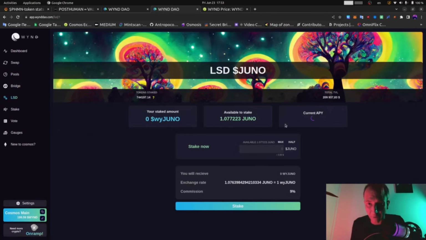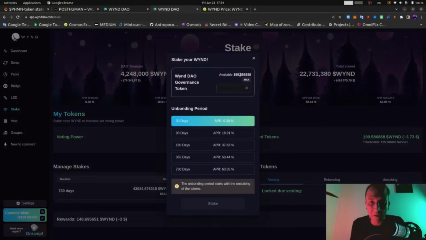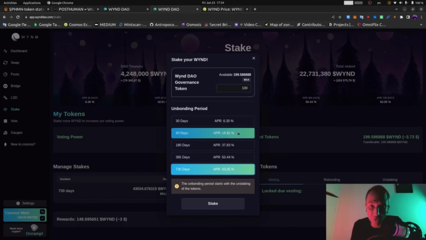We can always return here, and we will return back to liquid staking derivatives a little bit later, because also you can just stake Wynd. When you stake Wynd in the DAO, you will get voting power, and this is one of the most interesting options at the Wynd DEX. As you can see, I already have voting power. It's 0.3%. I'm really proud of this, and I can click on stake, and you can see I have near 200 Wynd. Here I can also choose the unbonding period: 30 days, 90 days, 180 days, 365 days, and 730 days.